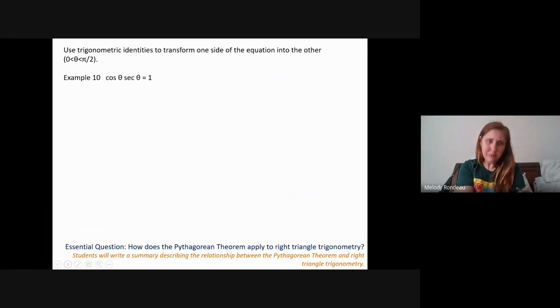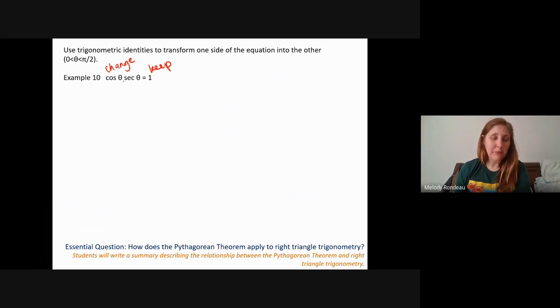So example 10: use our trig identities to transform one side of the equation into the other. This is important in the directions. One side is going to match the other one. Typically when you're doing these, you do not change one side. You choose one side and keep it the same, usually the less complicated side. So this is the side I'm going to keep the same. I'm not going to do anything to the 1. I'm going to leave it alone. I'm going to somehow make cosine theta times secant theta, the side I'm going to change, obviously equal 1.